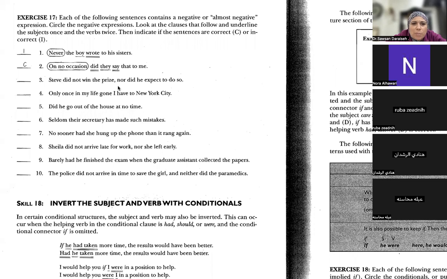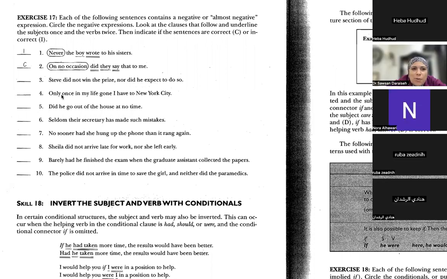Steve did not win the prize, nor did he expect to do so. What do you think? Is this correct or incorrect? We have to find the negative word. Here it is, nor. After the negative word, we must have the verb and then the subject. So what do you think, correct? Nor did he expect. So 100% correct. This is a correct sentence. Steve did not win the prize, nor did he expect to do so. Steve ما فاز بالجائزة, nor did he expect to do so. ولا حتى توقع إنه يفوز فيها هاي الجائزة.